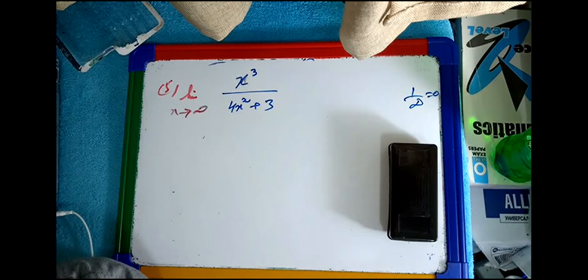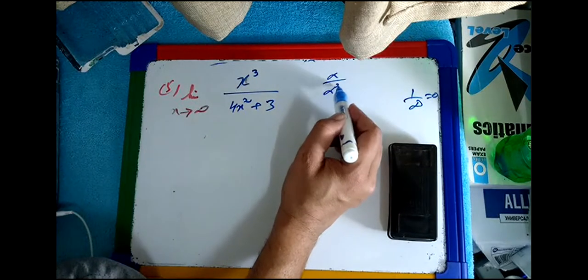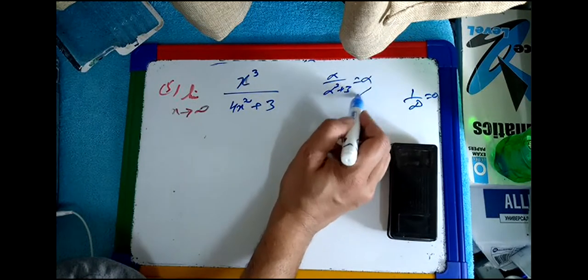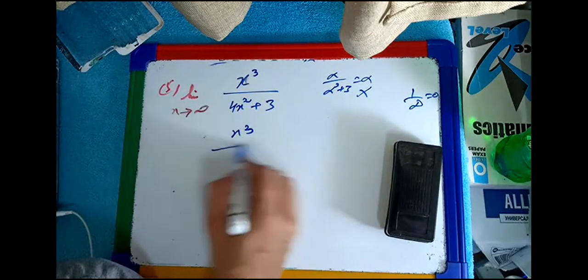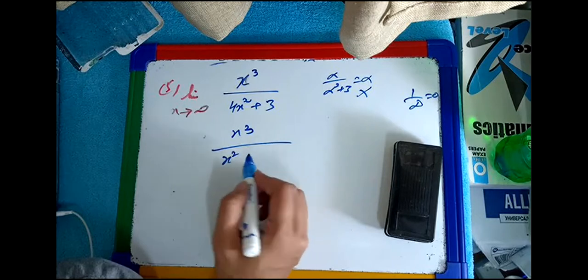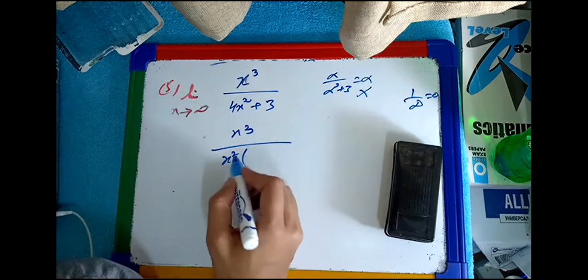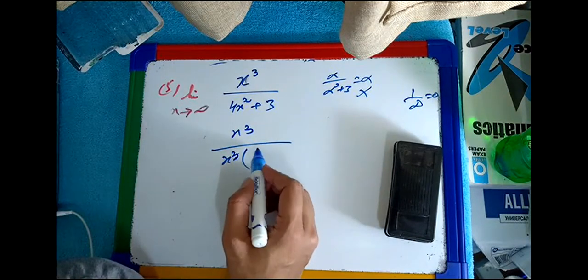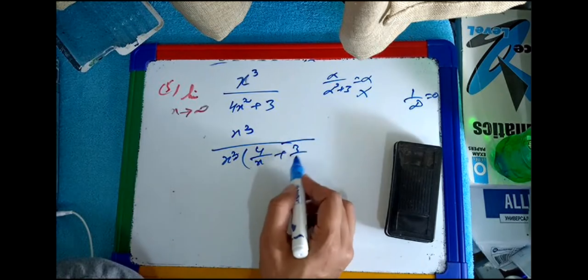The same method. Whenever infinite comes, the numerator should be free from x. Because if you put infinite over here, it will be infinite over infinite square plus 3. It will be infinite. So you will take x cube common. Try to take x square common, right? So it will cancel with this one. Or x cube common: 4 over x, right? Plus 3 over x cube.